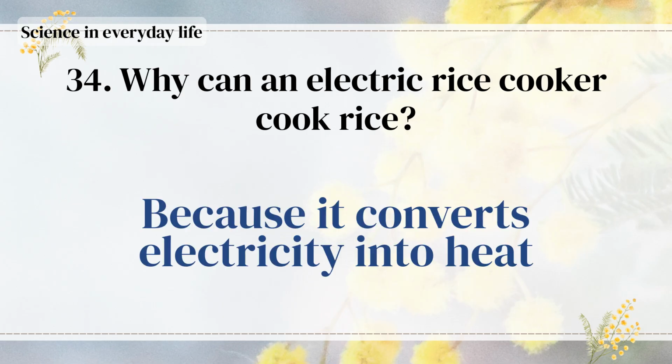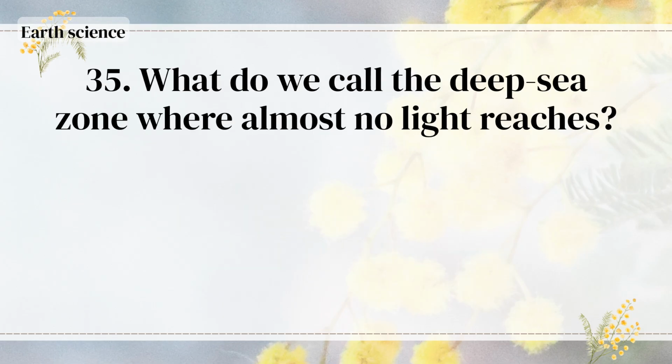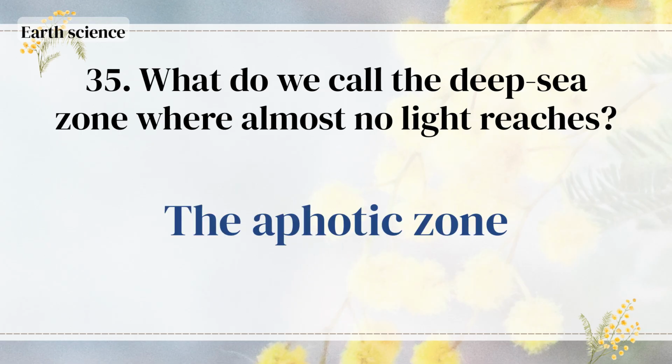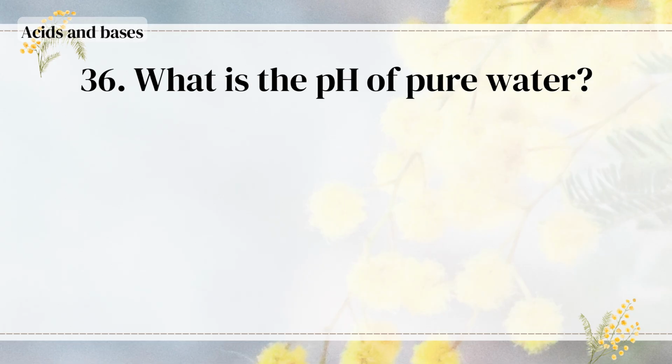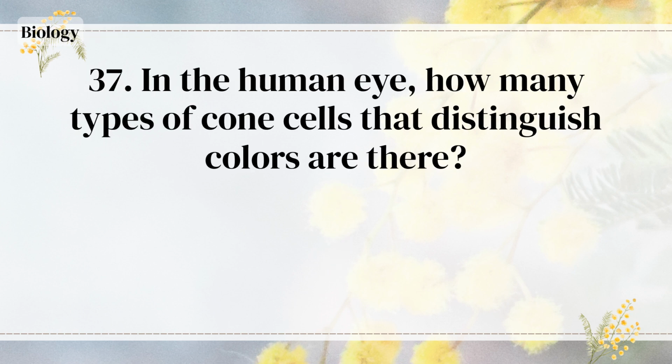Because it converts electricity into heat. What do we call the deep sea zone where almost no light reaches? The aphotic zone. What is the pH of pure water? Seven. In the human eye, how many types of cone cells that distinguish colors are there?